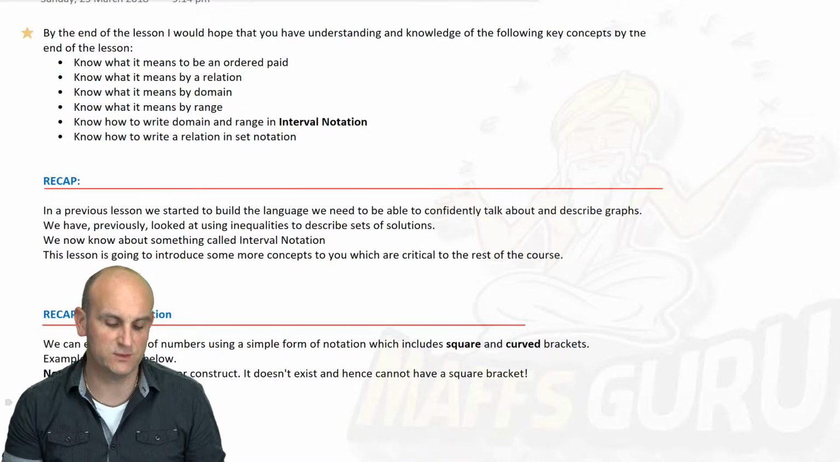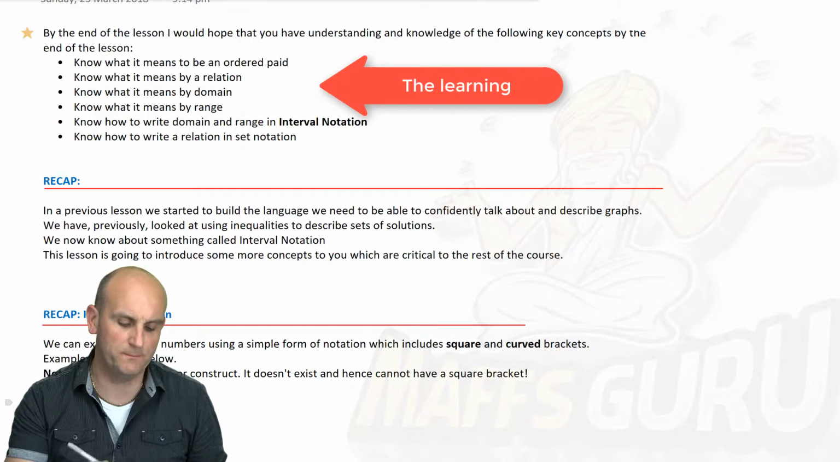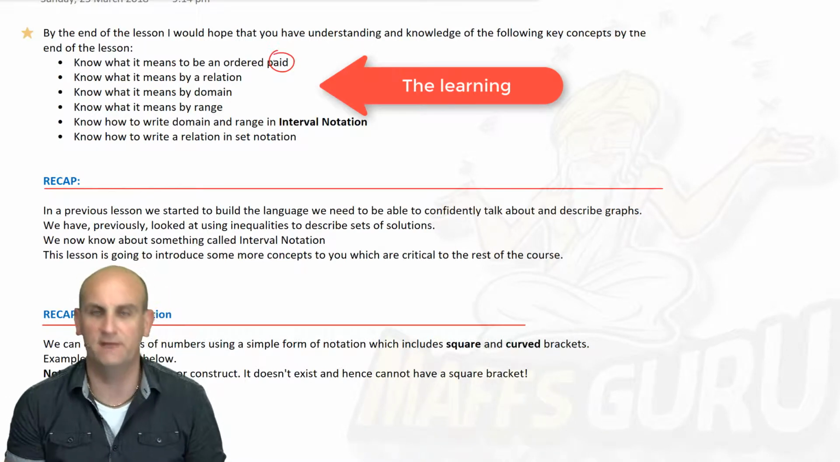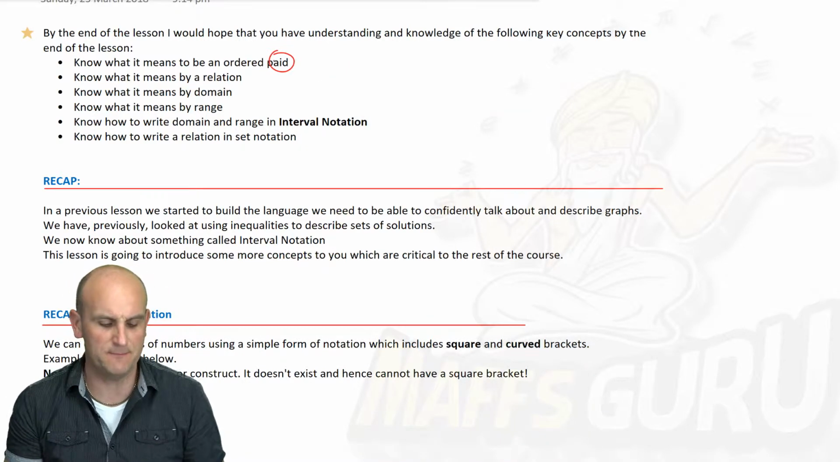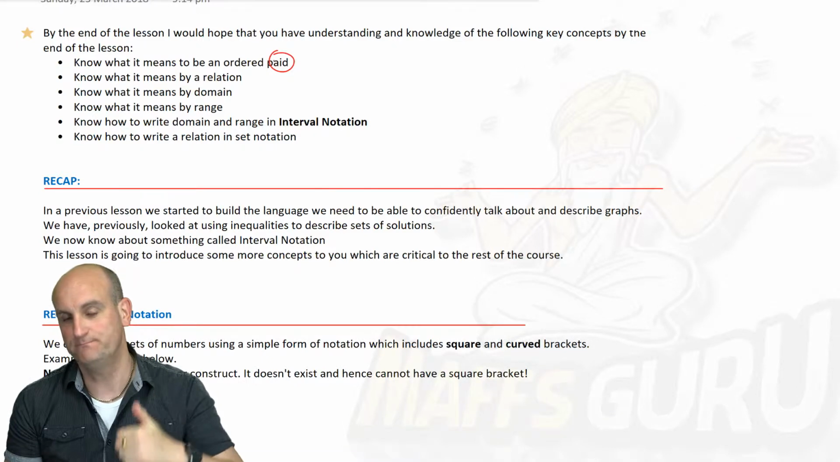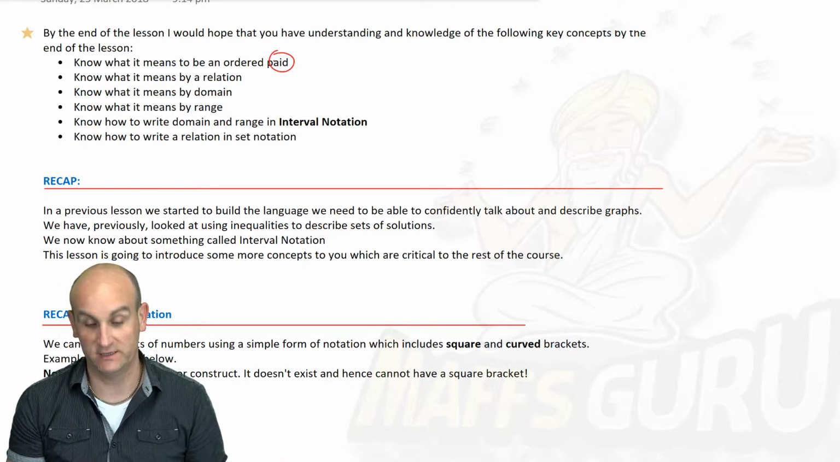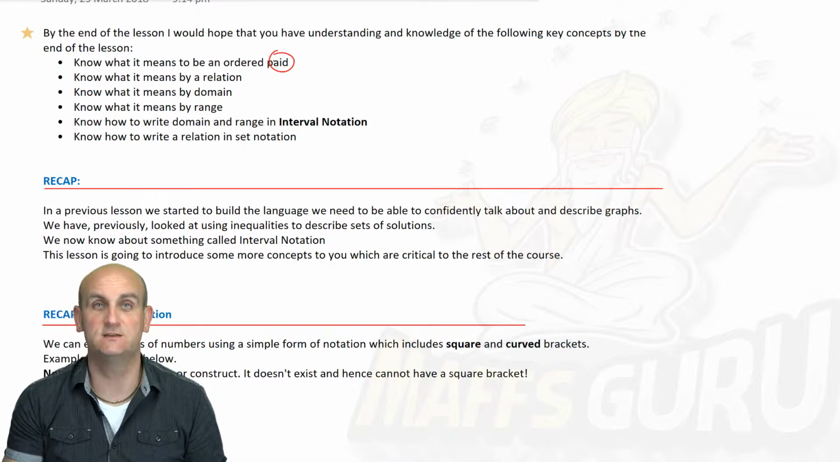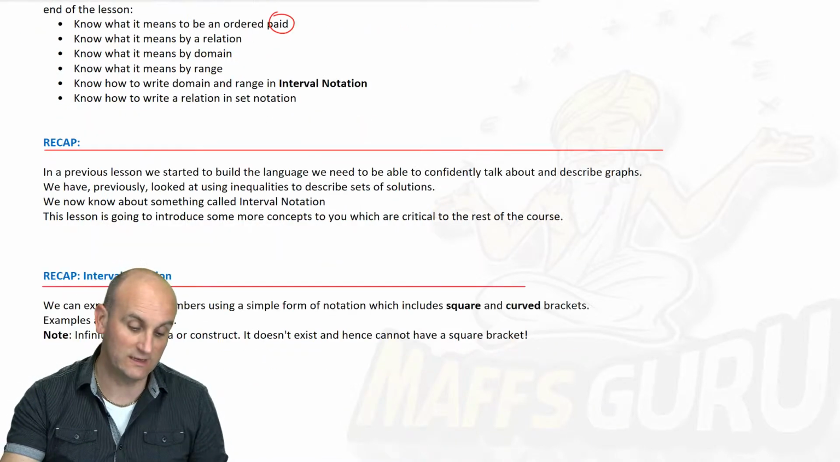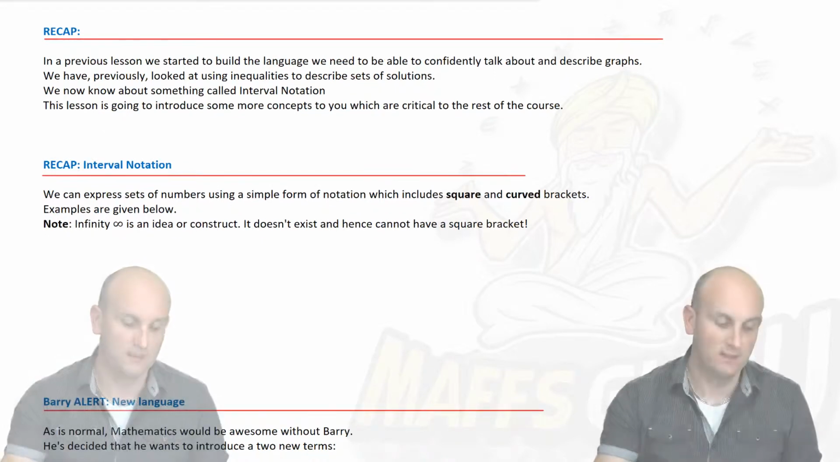Now, by the end of this, we're going to need you to know what an ordered pair is, not an ordered paid. I have no idea what's going on there. I had a bit of a typo. Know what is meant by relation, domain, range, interval notation, and how to write a relation in set notation as well. Now, this is following on from a video I recorded literally 5 minutes ago.